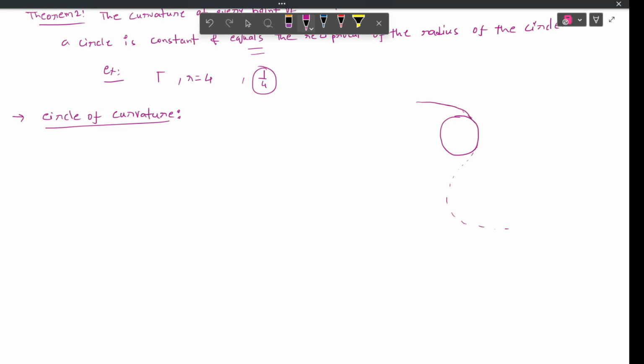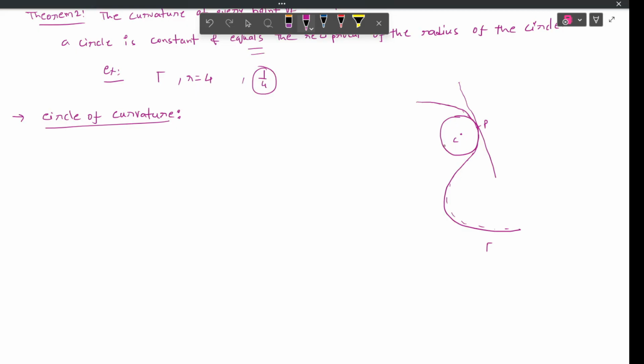Let's say this is a curve, and this is your tangent at point P. C is the center of the circle. And this is, let us say, your gamma curve. So let this gamma be the curve and P be any point on it.